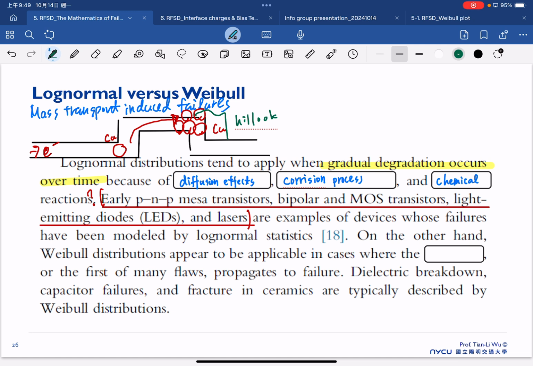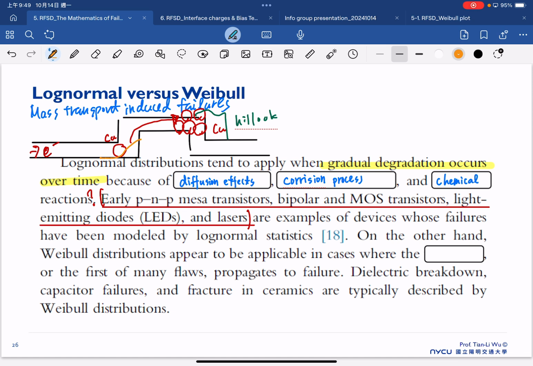Because the total amount of copper atoms inside this interconnection line is the same, if certain copper moves to here, that means the copper in this region will decrease. The amount of copper in this region will decrease, and therefore we can start to see this interconnection line become thinner and thinner.